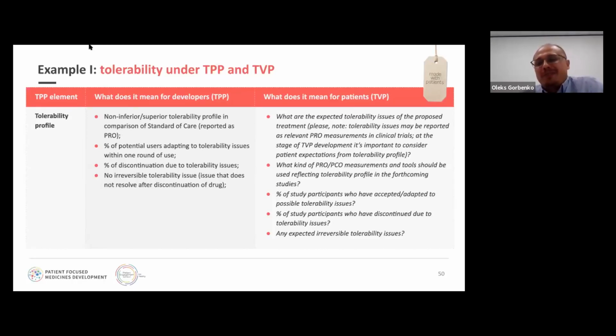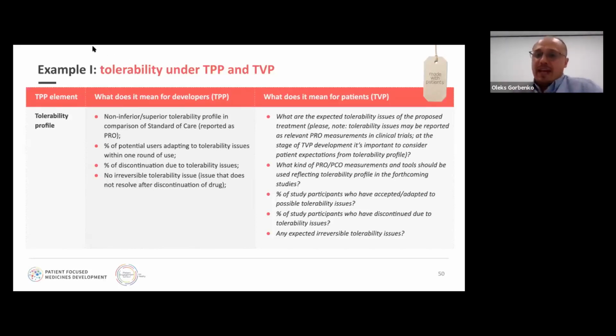So users, it's not really good language. Or percentage of discontinuation due to tolerability issues. So they're talking about discontinuation. It's not specifically patient-friendly language. And non-irreversible tolerability issue, for example.